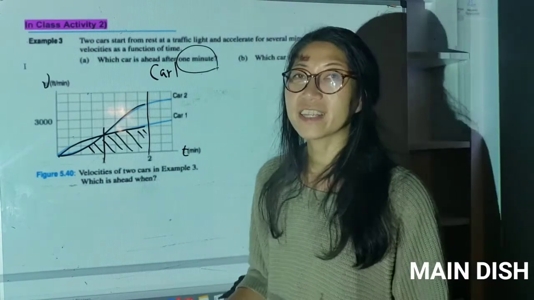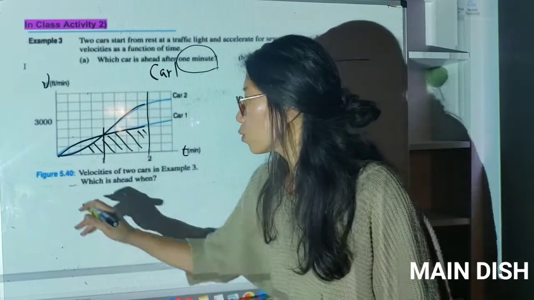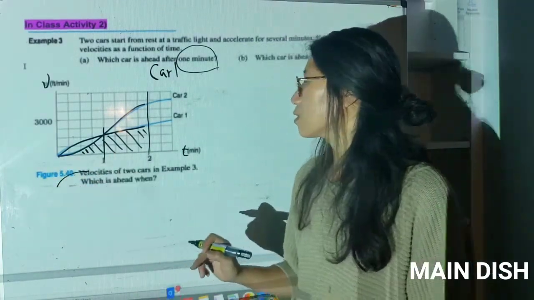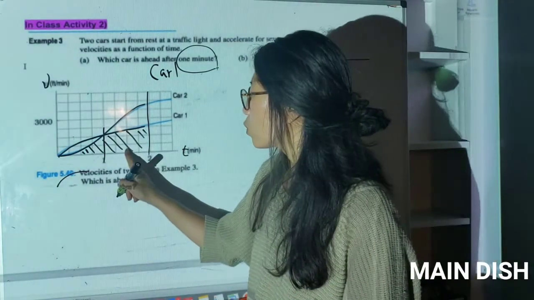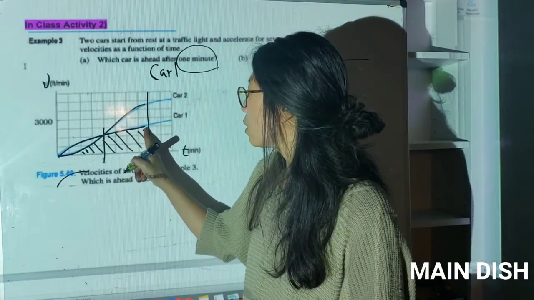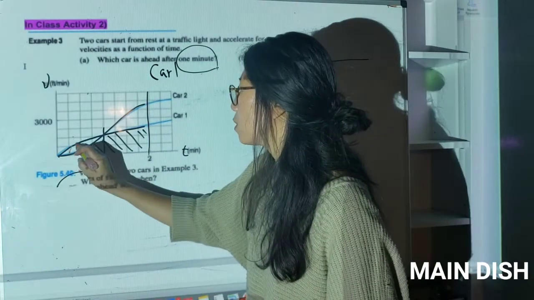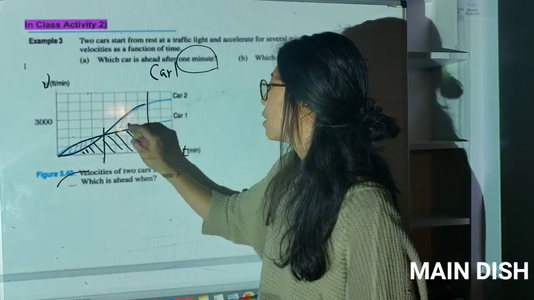That means you want to find the area from 0 to 2. So of course you can compare these two areas. However, since it's not easy to do so, this one shares. And as you see, car 1 has this much area difference versus car 2 has this much.